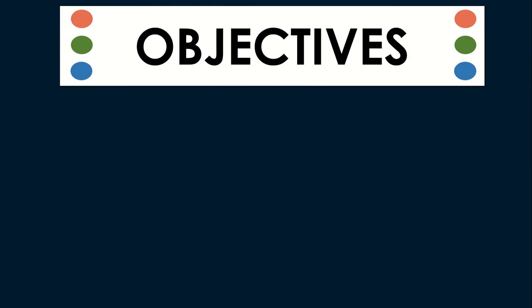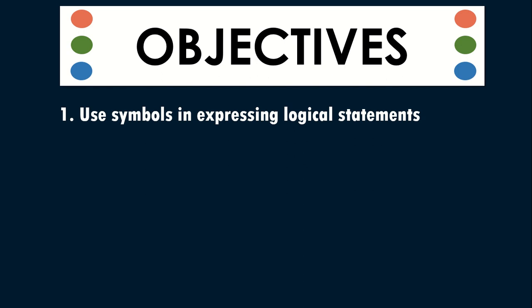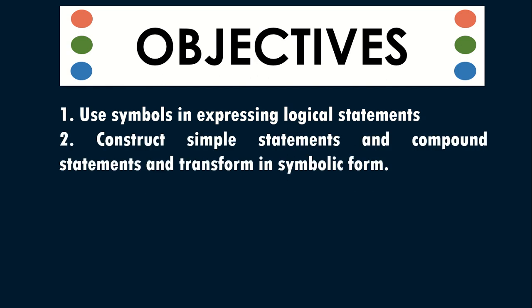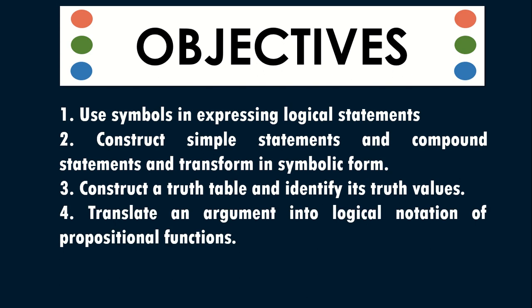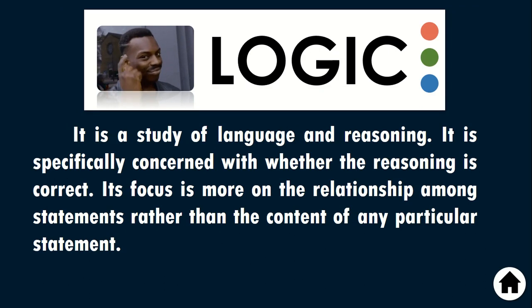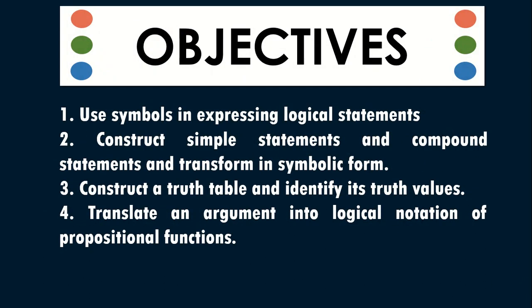Okay, so for today, what are our objectives? At the end of the lesson, you should be able to, first, use symbols in expressing logical statements. Second, construct simple statements and compound statements and transform them into symbolic form. Third, construct a truth table and identify its truth values. Fourth, translate an argument into logical notation of propositional functions. And that's it. Okay, so for today, let's discuss propositional logic.